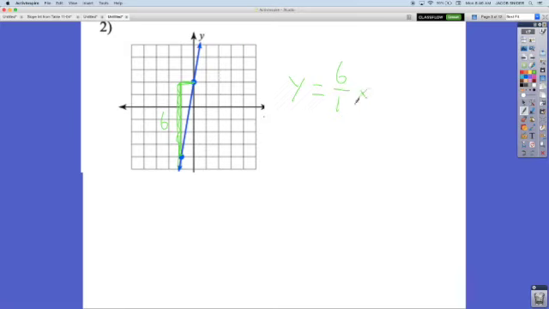6 over 1x. Now I need the y-intercept. Where did it cross? What's that point right there? That point is at plus 2. And I can clean this up if I wanted to. 6 over 1x is just 6x plus 2. And there we go.